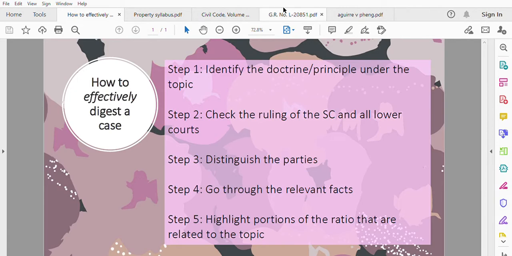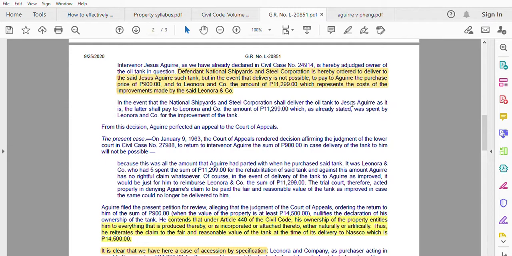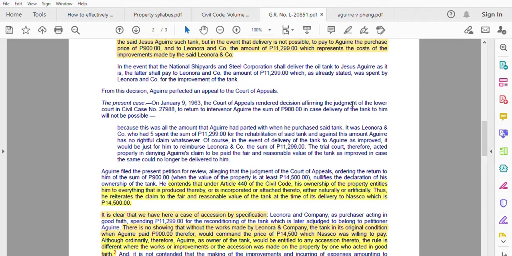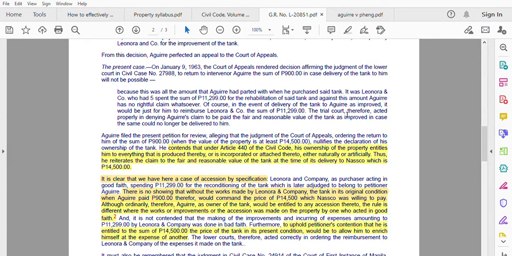After going through the facts, you can identify the issues. And in some cases, there are several issues. There are several law subjects that are tackled in one singular case. So you have to put in mind the doctrine that is being studied under this case. Since we have specification, you have to identify which is the main issue that is related to the topic of specification. Here, the main issue is whether or not Aguirre is entitled to the improvements on the tank.